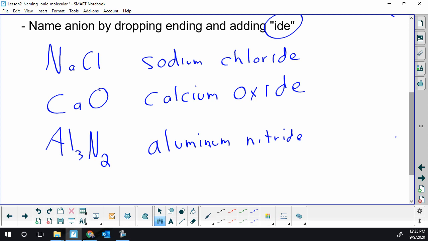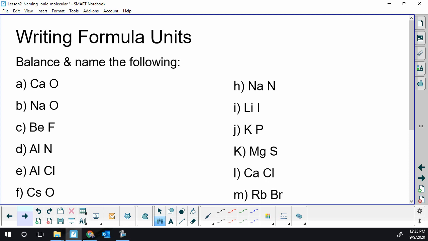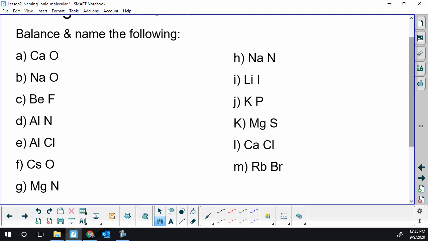So I want to give you a chance to practice some naming. I have that same list that I put up before. So you might already have these in your notes. You could add the name right next to those formula units that you balanced. Okay. So balance and name, you've done all of these, exact same list. Okay. Hopefully maybe you have room in your notes to name next to them or just write them out again.